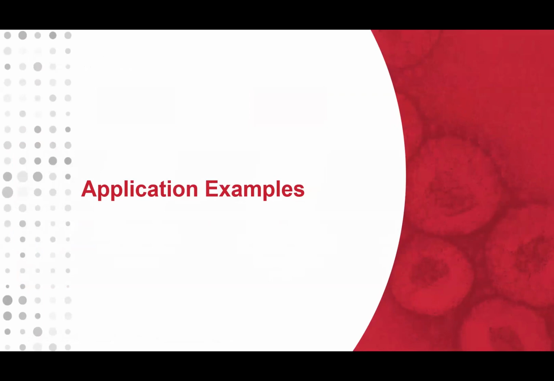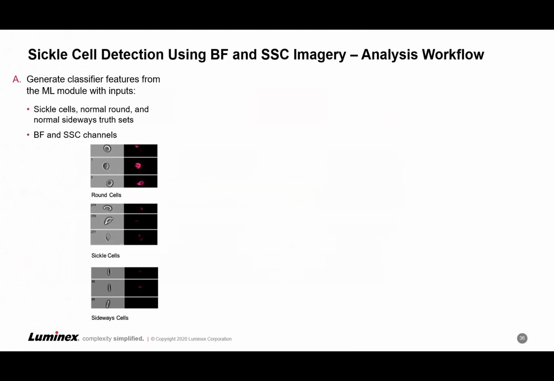So some application examples just to show you how this all works. One application is sickle cell detection using bright field and side scatter. This is a pretty difficult analysis to perform if you're not familiar with imaging flow. So what we're going to do is generate a classifier based on our visual cues. So here you can see round cells, sickle cells, and the one other thing that we get with image flow is sideways cells, because all of the red blood cells aren't perfectly aligned to the camera.